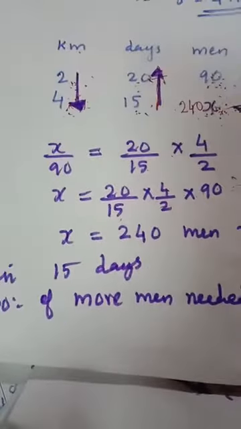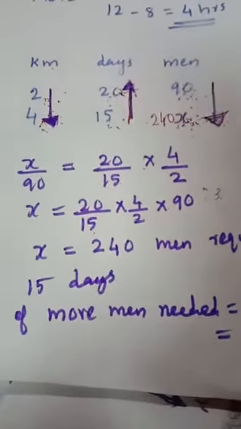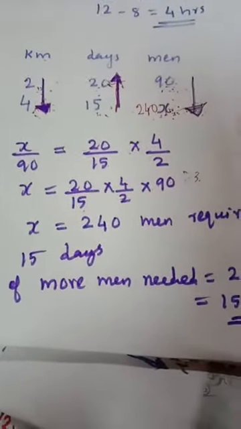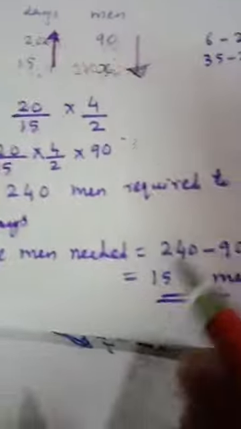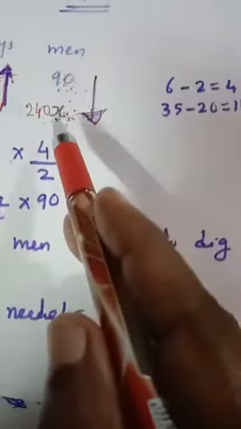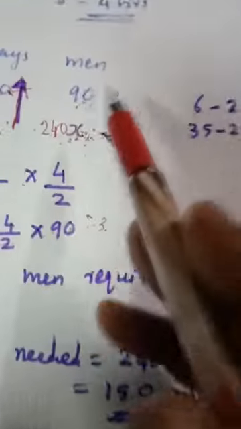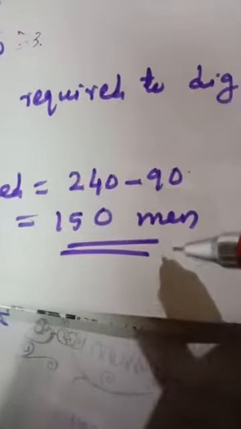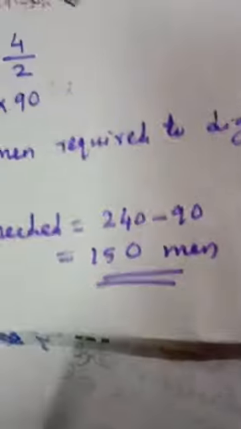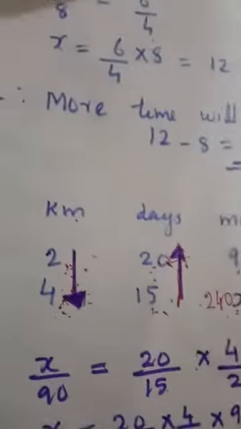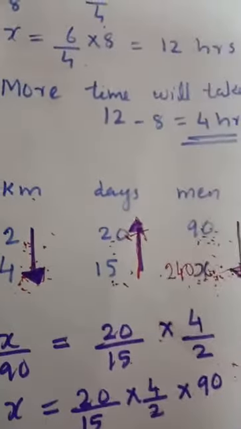Okay, 240 men. But this is not our question. Our question is how many more men. Number of more men needed is equal to 240 minus 90. 240 minus 90 is equal to 150. 150 men needed. Clear? Once again, see here 3 quantities are there: kilometer, days and men.